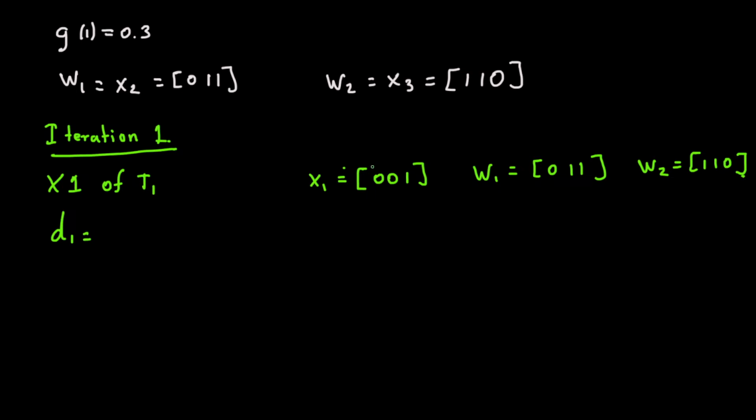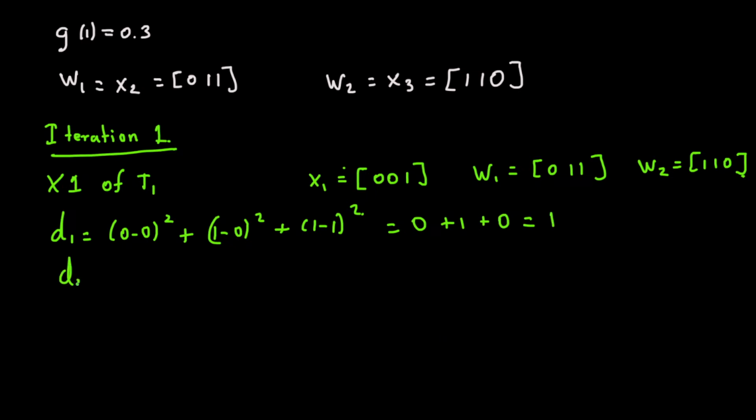Okay, and you have to look at w1 minus x1, like 0 minus 0 here. So 0 minus 0 square, plus 1 minus 0 square, plus 1 minus 1 square. This is going to be 0, and this is going to be 1 minus 0 square, which is just 1, and then 1 minus 1 square, which is 0. So we are going to get 1 here.